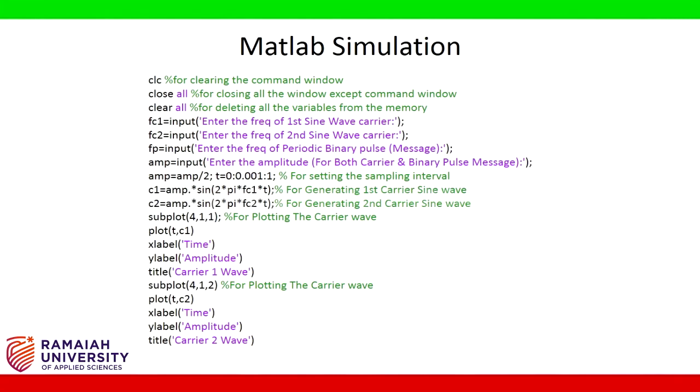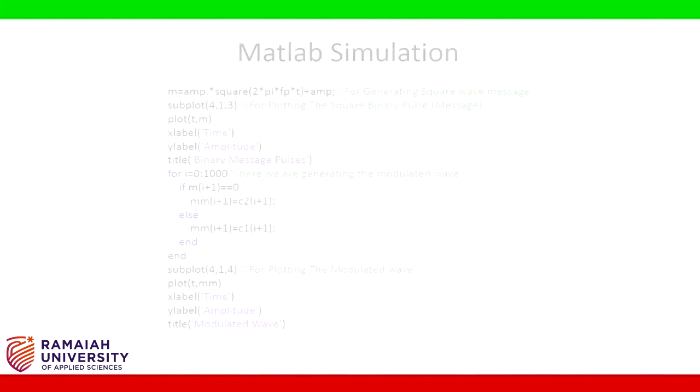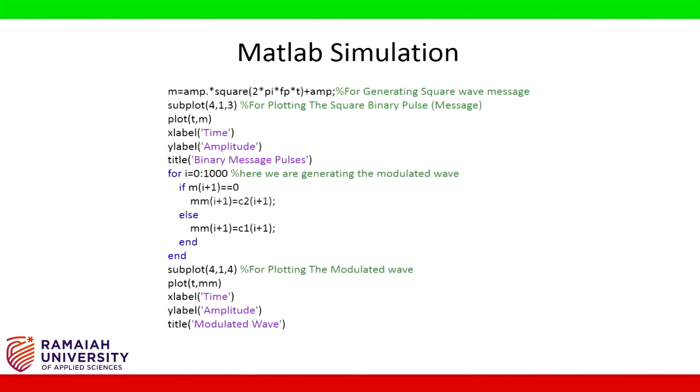The time axis is now initialized with a time step of 0.001 for 1 second data. The carrier signals are generated with the user-defined amplitude and frequency. Plot the developed carrier waves. A square wave is generated with a set frequency and amplitude. This step generates a pulse for the input data.